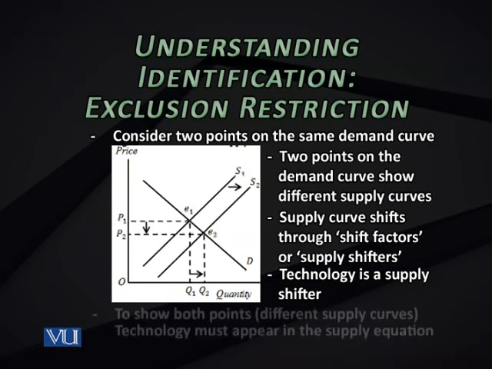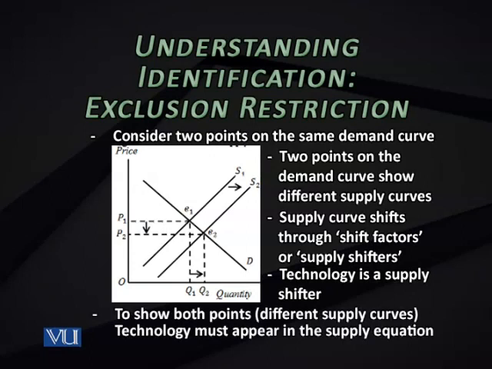It shifts the supply. So to show both points, that is different supply curves, technology must appear in the supply equations, because what we want is that if technology changes, only the supply curve shifts. The demand curve doesn't shift. Then we'll have 2 points on the same demand curve. To identify the demand equation, we need these 2 points, and we get these 2 points by shifting the supply. So whatever is the factor that shifts the supply, it shouldn't shift the demand, so that we have the same demand curve. So technology exists in the supply equation.